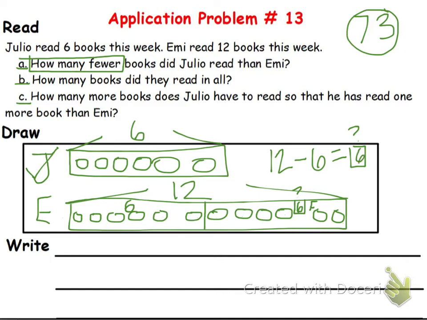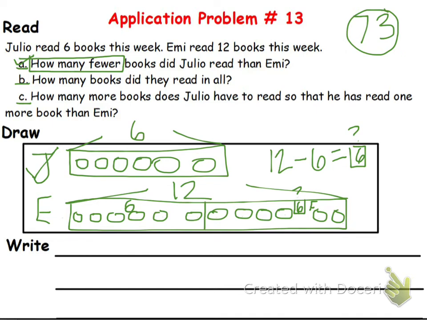Good. Now if you did an addition sentence, then it would be 6 plus 6 equals 12. But since I said we're comparing, that means you're subtracting. So we finished A. So if you want to, you can put a little check on A. It's telling us that we finished figuring out that one.